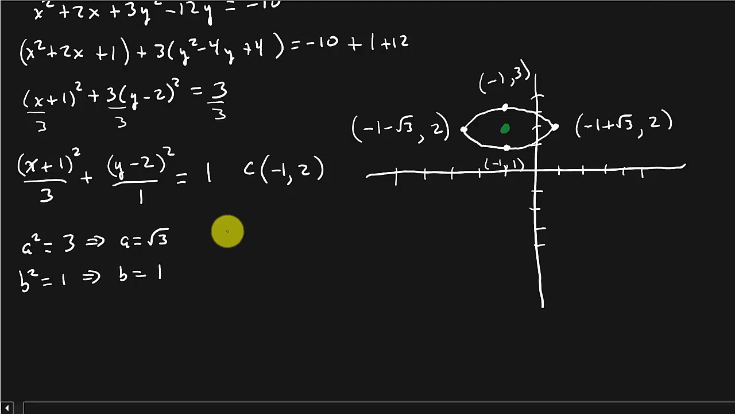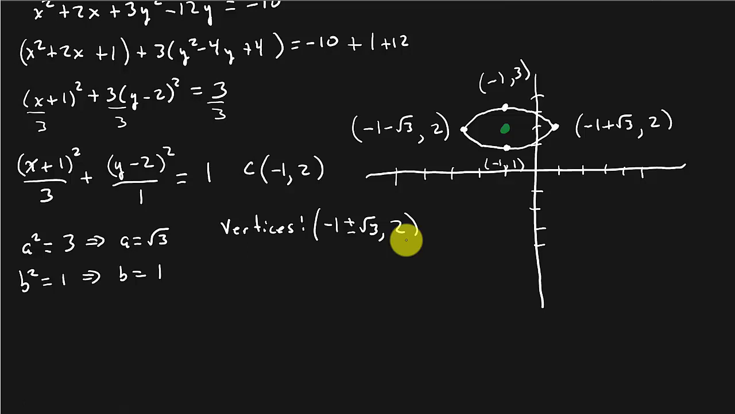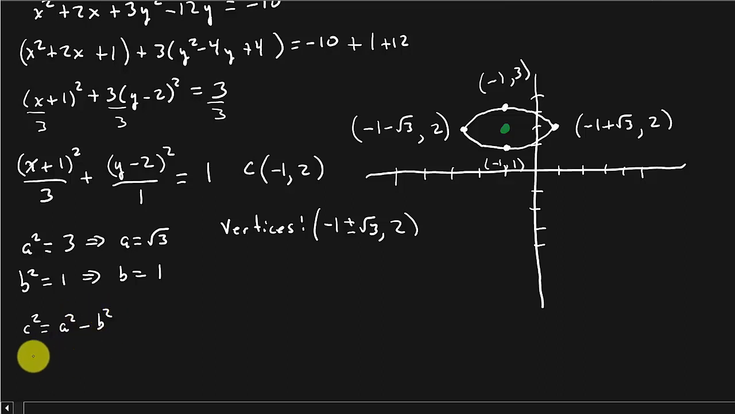And so my vertices, well, what is it? It's negative 1 plus or minus square root of 3. And then my y coordinate is 2. Okay, now we need the foci. So remember, c squared is equal to a squared minus b squared. So c squared is 3 minus 1. See, a squared is 3, b squared is 1. That equals 2. So this tells me c is equal to the square root of 2.